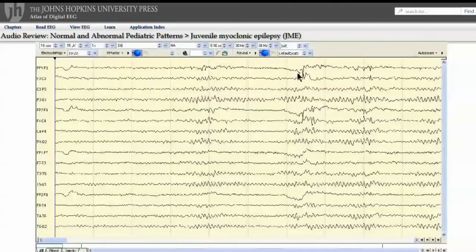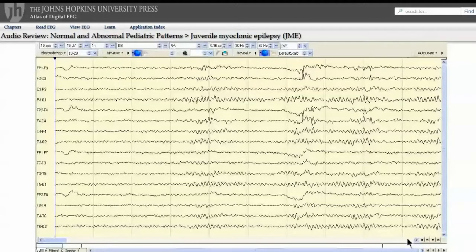We can begin to see some morphologies here that are spike-like. In fact, they've occurred a little bit earlier and are of relatively low voltage and are seen over the frontal head regions. Towards the end of this 10-second segment, we see similar morphologies. We can also see here a brief run of about 3 such spikes. They are slightly asynchronous, but are nonetheless present bilaterally.